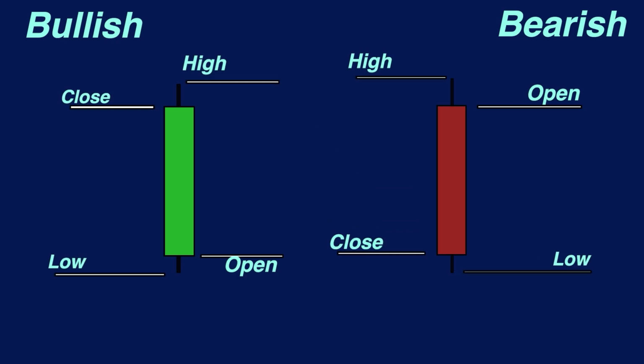If the candle closes higher than it opened, it's bullish. If the candle closes lower, it's bearish. The 3 most popular candlestick patterns are: 1.